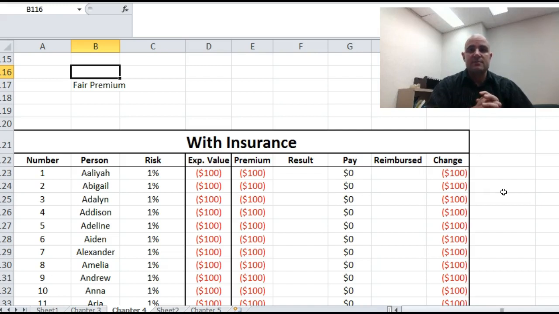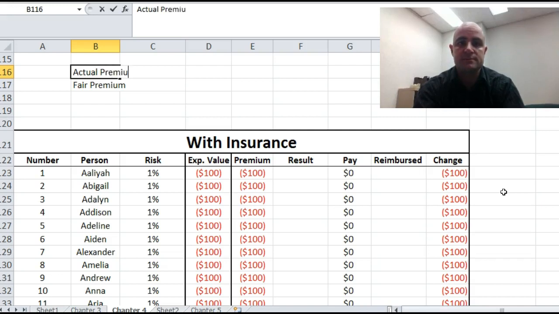In reality, insurance companies don't charge fair premiums. Okay? They charge an amount on top of what they pay out. What they charge is an actual premium. And so the actual premium is the amount that the insurance company charges and you pay.